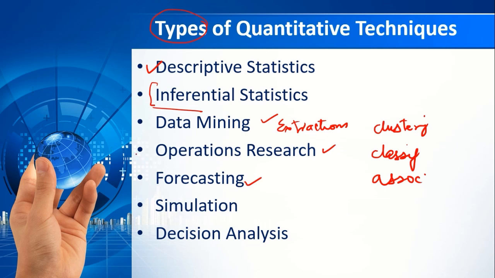The next most important is simulation. Simulation means, to simulate something, which involves the creation of a computer-based model of a real system or process to understand the behavior and make predictions. Monte Carlo simulation, discrete event simulation, and system dynamics are widely used simulation techniques.